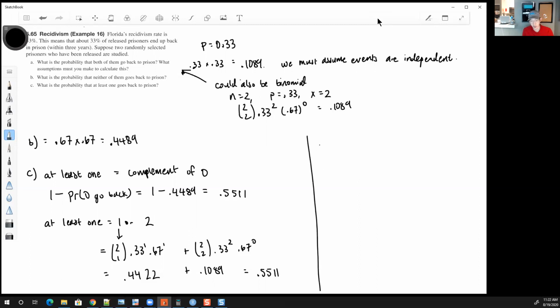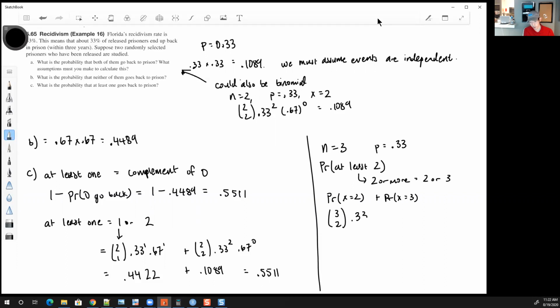Okay. So it's the same problem, but this time n is equal to 3, and then the question's probability of at least 2. Okay, sure. So we got p equal to 0.33 or whatever it might be. Okay. So here, if n is equal to 3, at least 2 means 2 or more, which in this case is going to be 2 or 3. So now we've got the probability that x is equal to 2 plus the probability that x is equal to 3. And so this one we've got to use binomial. So we're going to do 3 choose 2, 0.33 squared times 0.67 to the 1. Okay. Plus 3 choose 3. I mean, this one technically we don't need to use binomial. 0.33 to the 3rd times 0.67 to the 0. So whatever this number turns out to be.